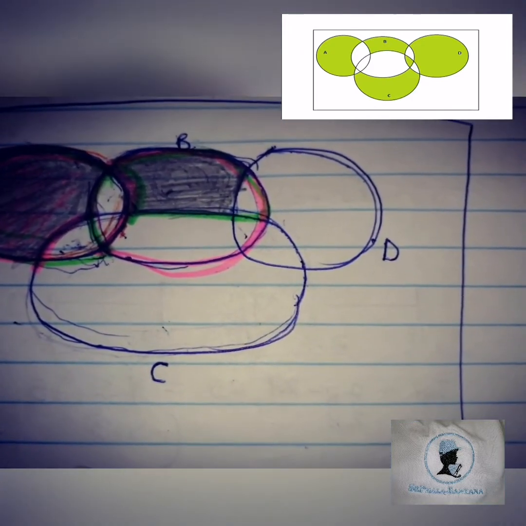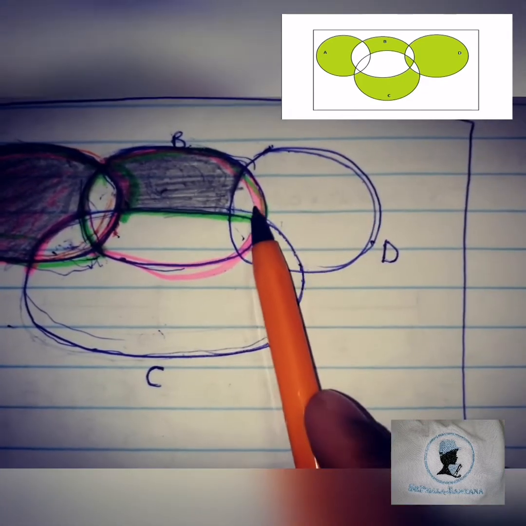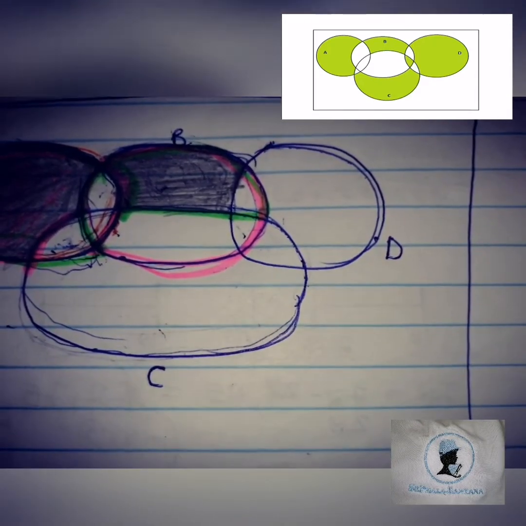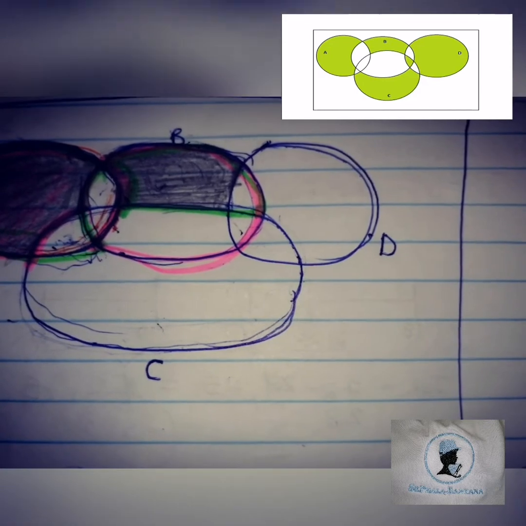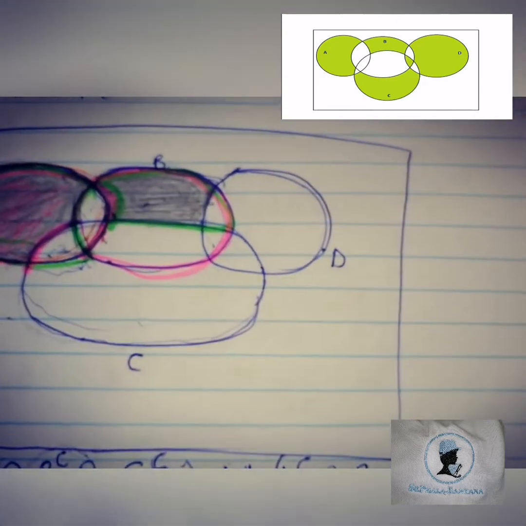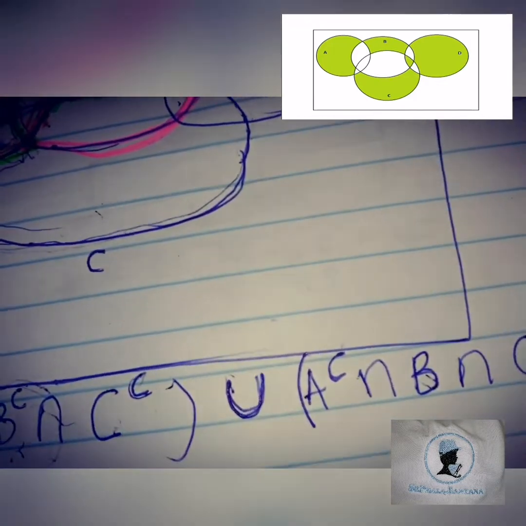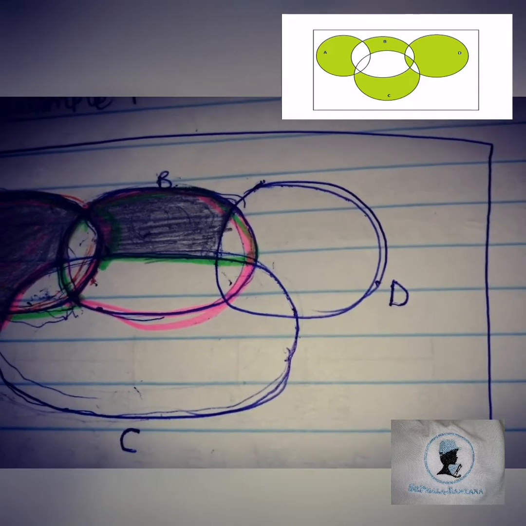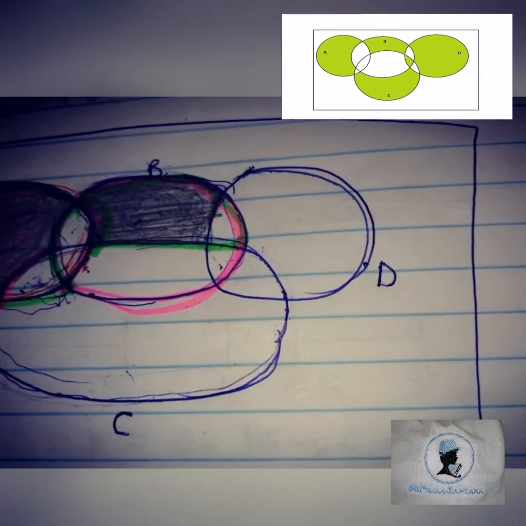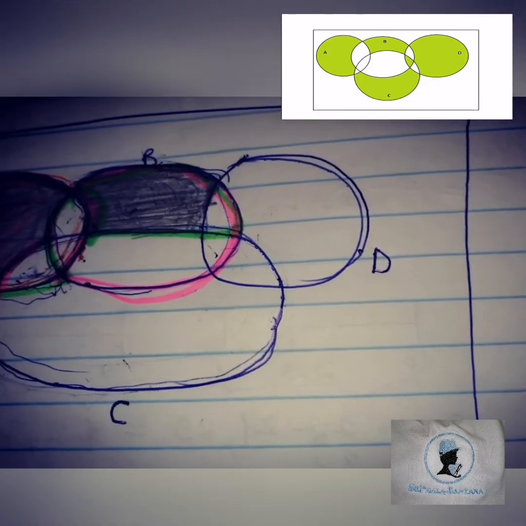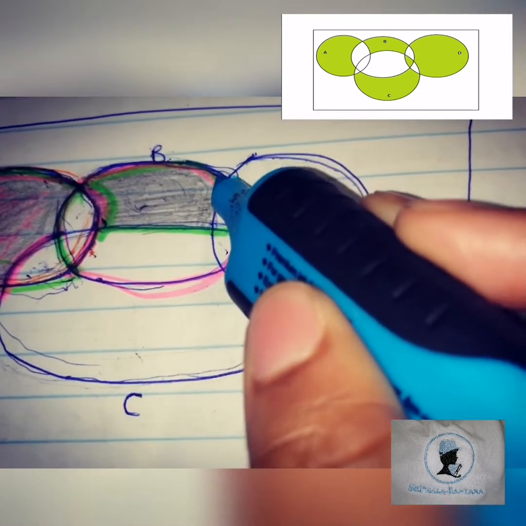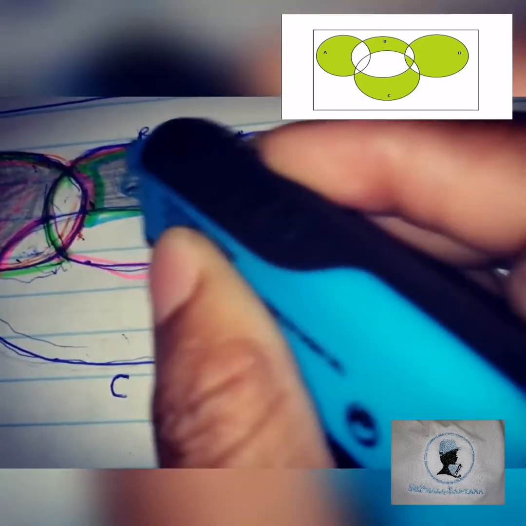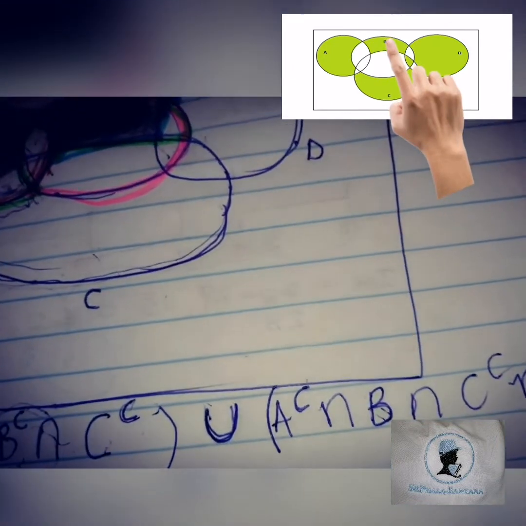So now we also have to account for this part. We also have to make sure that it is removed. So we are going to say intersect D complement, right? Because D complement is everything that is not part of D. So now that set describes the shaded set.